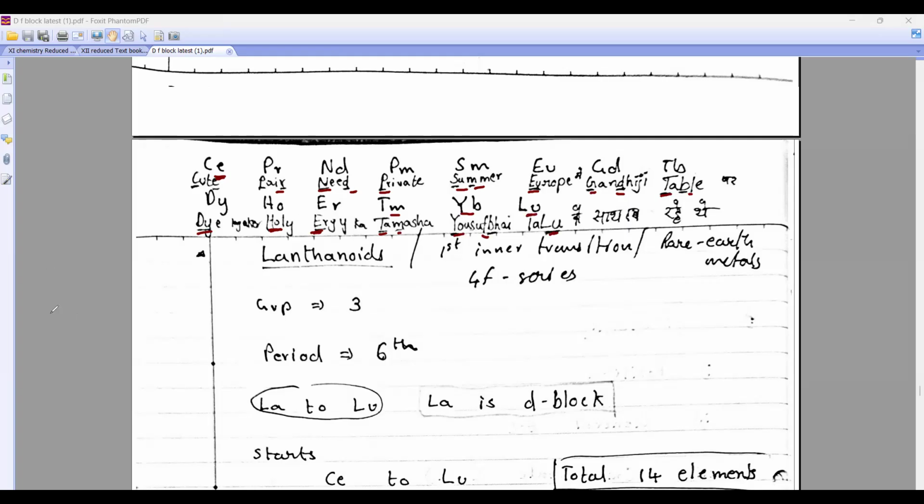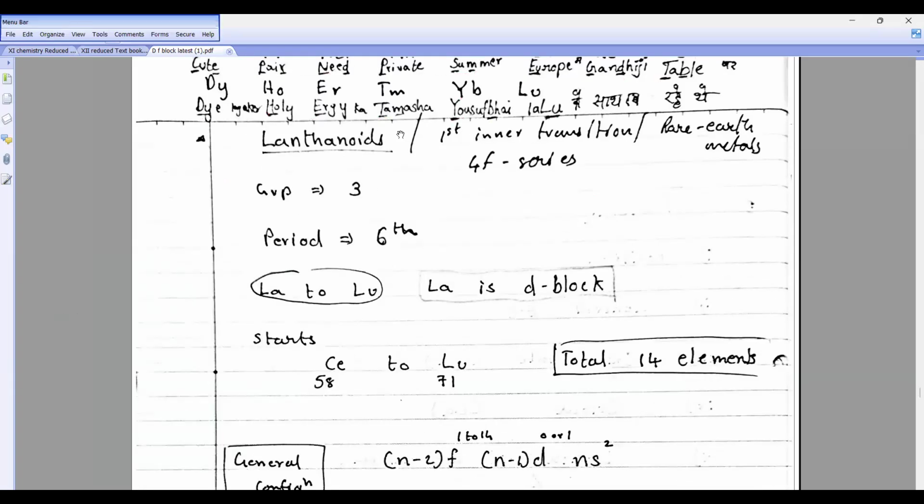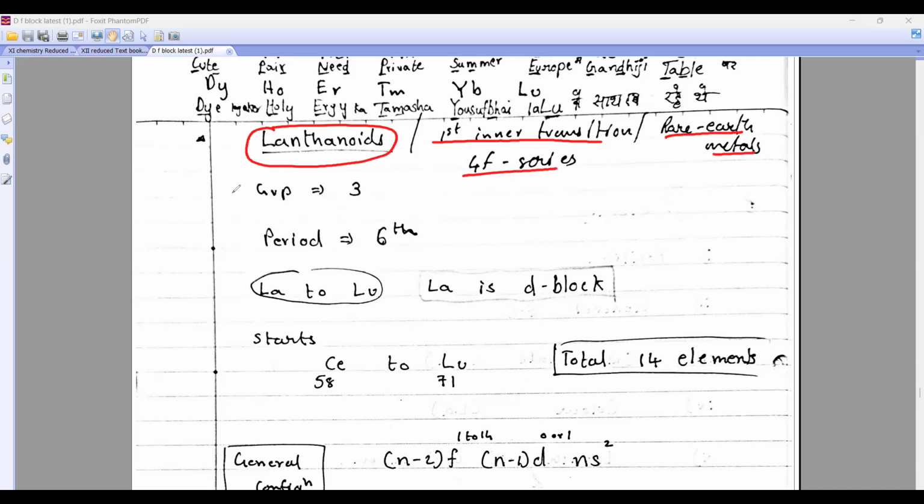Now, from the exam point of view, what you are supposed to remember? First we are going to study lanthanide. In lanthanide, you should remember they are the first inner transition series, rare earth metals, 4F series. Lanthanides are also known as lanthanoids. In the exam, they will ask you which group they belong to: Group 3. Which period? Sixth period.